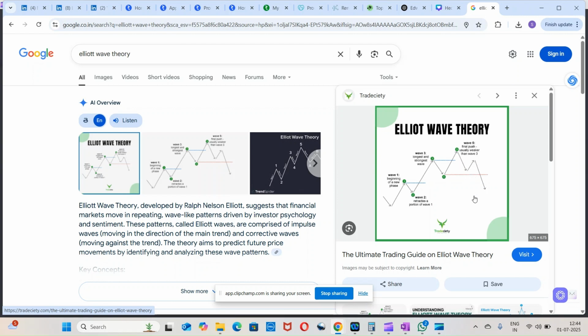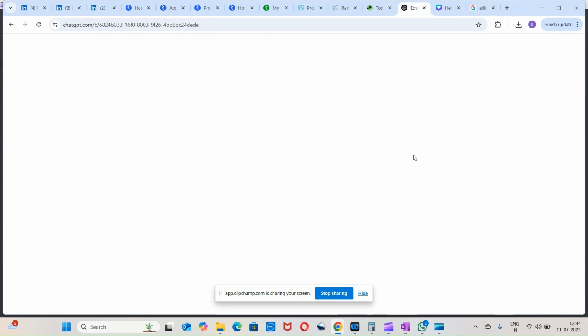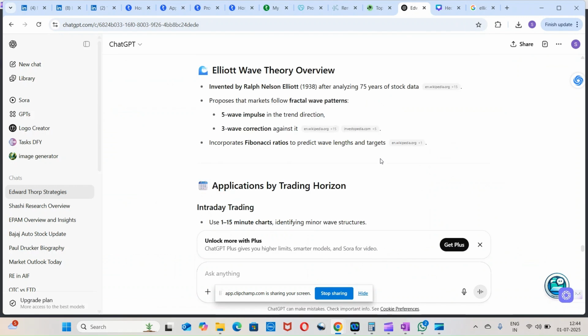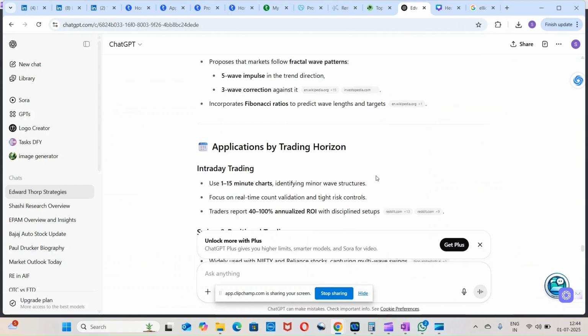This is what Ralph Nelson Elliott found after analyzing 75 years of stock data, that this pattern repeats. An impulse of five waves happens, and then a corrective wave of three happens against the trend. So it incorporates Fibonacci ratios to predict wavelengths and targets.